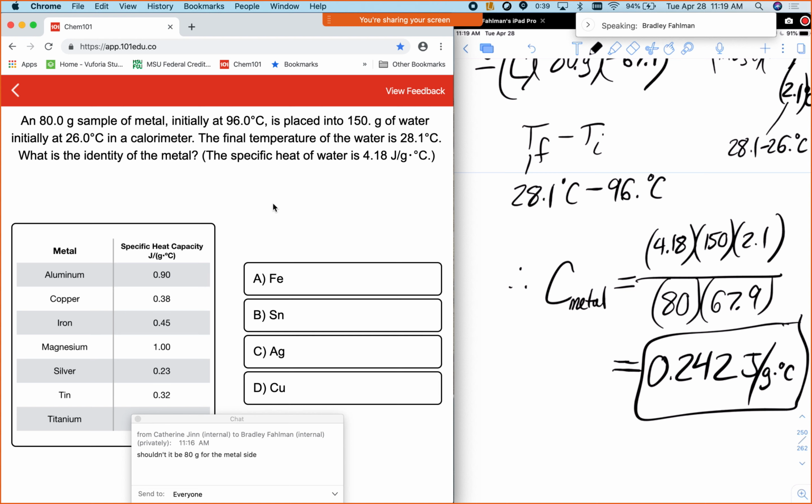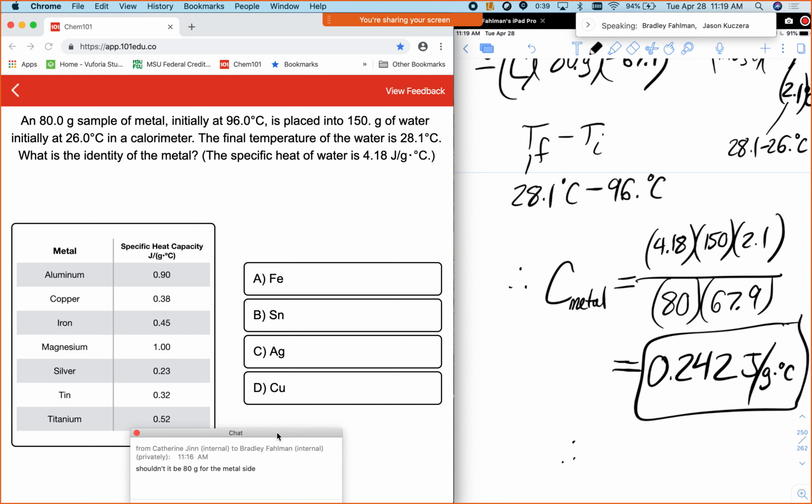So what do you think? What metal? Let me move the text box here. Closest to silver. Yeah, it's closest to silver. So therefore it is silver.